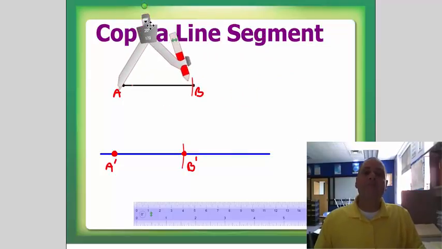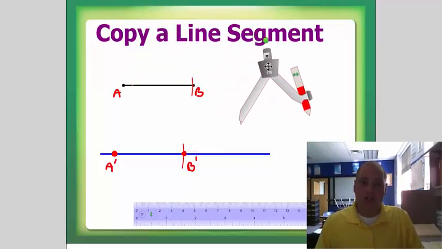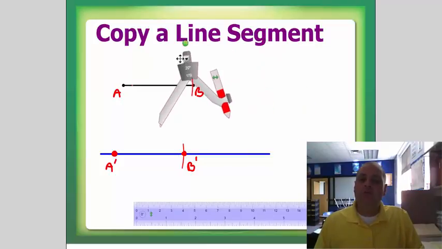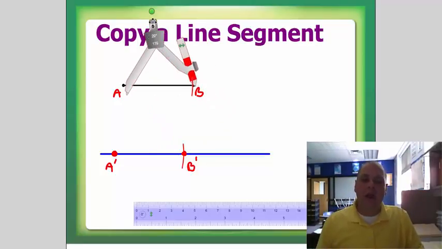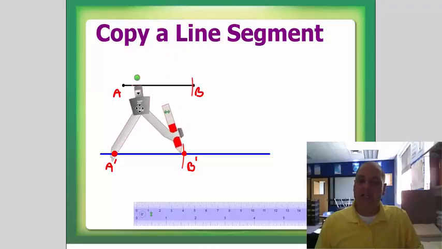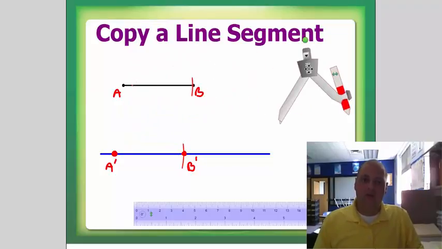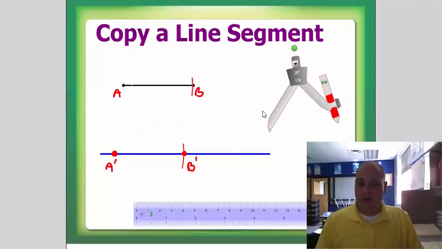So when we say measure in a construction, I'm not talking about measuring with the ruler. You measure with the compass. Even though you're not going to get an actual measurement, like 3 inches or 4 inches, it doesn't matter. Whatever this measurement is, you're just copying it down here. So that's how we copy a line segment. A to B, A prime B prime, they're the same length. Very, very simple.